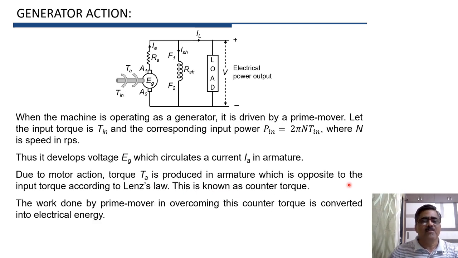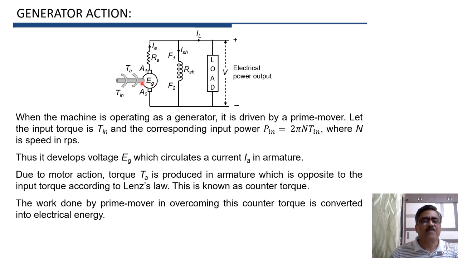Now the prime mover has to overcome this counter torque, and therefore some work must be done by the prime mover. This work done by the prime mover for overcoming this counter torque is converted into electrical energy, and that's why mechanical energy gets converted into electrical energy.